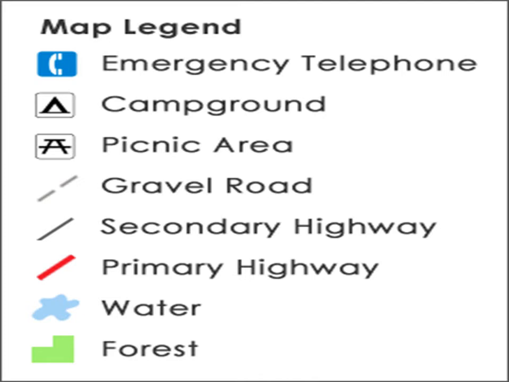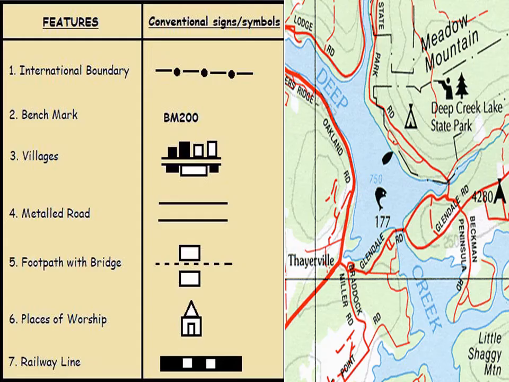Legend. The legend of a map helps to understand the map details which are placed at the left or right corner at the bottom of the map. Conventional signs and symbols. Conventional signs and symbols are standard symbols used on a map and explained in the legend to convey a definite meaning. Topographic map contains a variety of information about physical and cultural features.